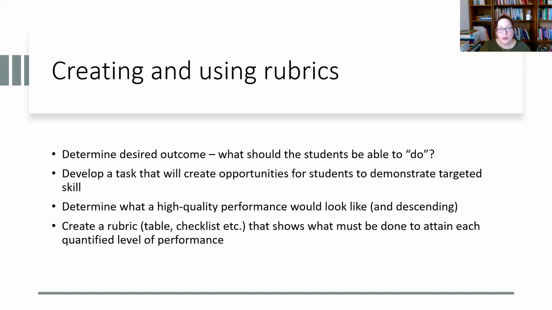And then we create the rubric or a table or checklist that shows what must be done to attain each of those quantified levels of performance. So our students are really clear about how they're being assessed. And I'll show you a couple of really simple examples of rubrics and how you can use them for both self-assessment and teacher assessment. And so the endpoint, the rubric that you've created, can be used to provide EAL support as well, because it's going to show you those different levels of performance and what students need to be able to do.